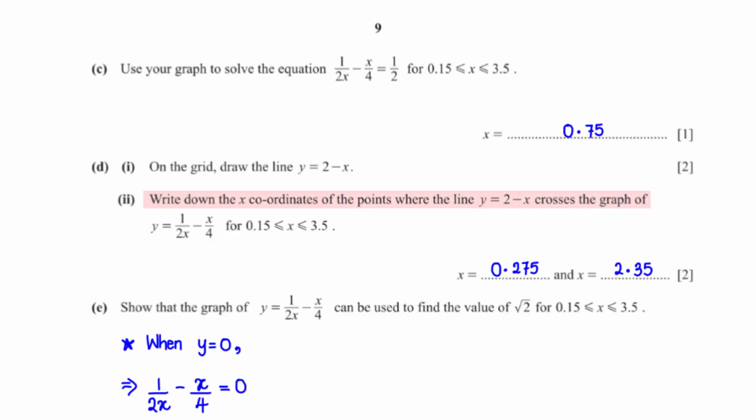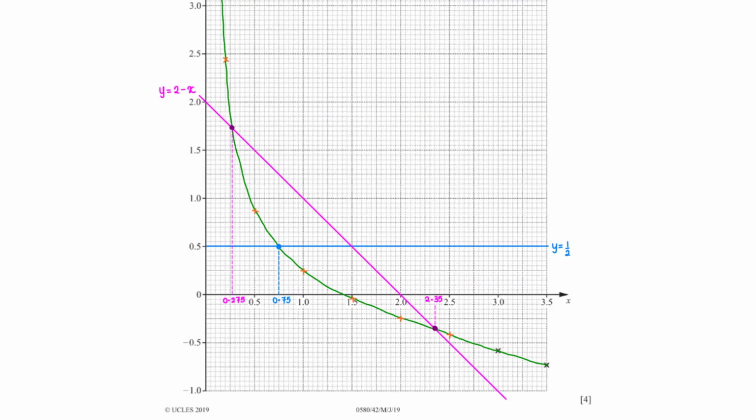Write down the x coordinates of the points where the line y equals 2 minus x crosses the graph of y equals 1 over 2x minus x over 4 for x greater than or equal to 0.15 and less than or equal to 3.5. On the grid, the line crosses the graph at 2 points. The x coordinates of these 2 points are x equals 0.275 and x equals 2.35.